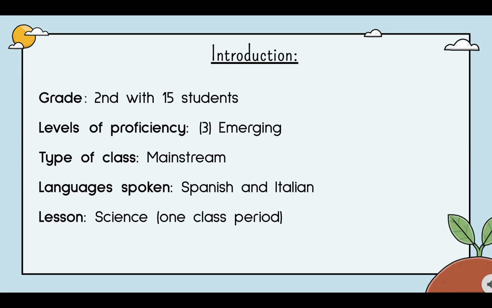Our class is a second grade class with 15 students. We have 3 emerging levels of proficiency. This is a mainstream general type of class. The languages spoken other than English are Spanish and Italian, and this is a science lesson that will take place during one class period.